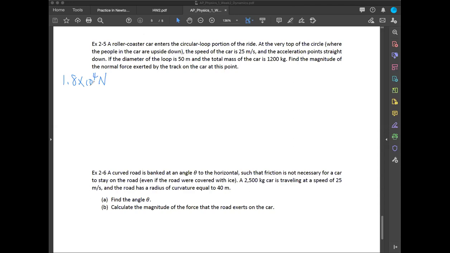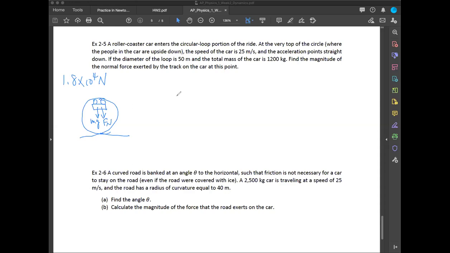Get it? Okay, cool. This question actually is pretty easy, so you can go through it pretty fast. So we have a loop, right? This is a car upside down, going this way. Do the free body diagram. We have a weight, and we have a normal force. Since this is upside down, the normal force is pointing downward as well, right?